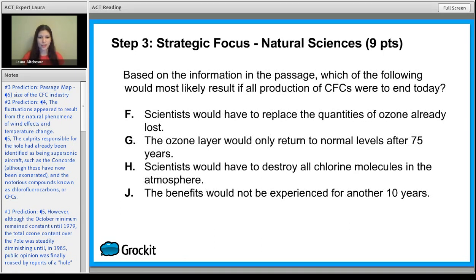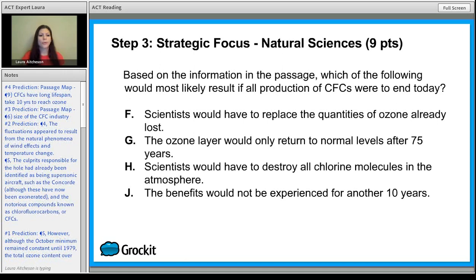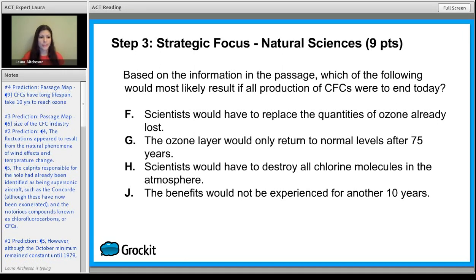Based on the information in the passage, which of the following would most likely result if all production of CFCs were to end today? You know where that's located? Paragraph 9. Do we want to reread all of paragraph 9? Even if we really wanted to, because it was the best paragraph we'd ever written, thinking it wasn't, you want to use your passage map again. So your passage map says CFCs have long lifespan, take 10 years to reach ozone.